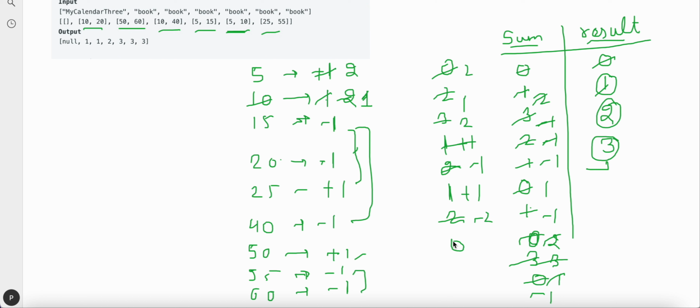So we have 3 as the highest kth element, so simply we'll return 3. So the result it says is 1 1 2 3 3 3. That's the result, that's what we are expecting.